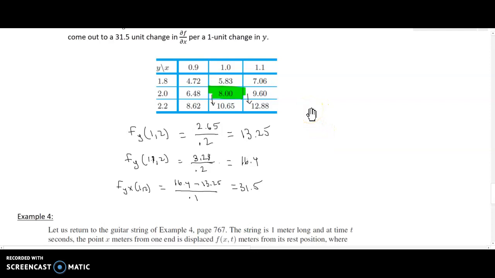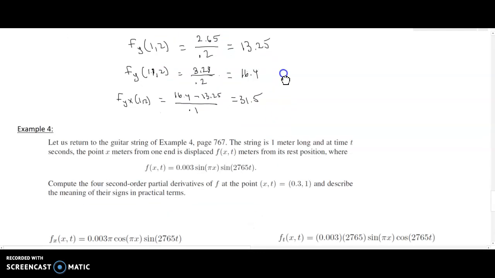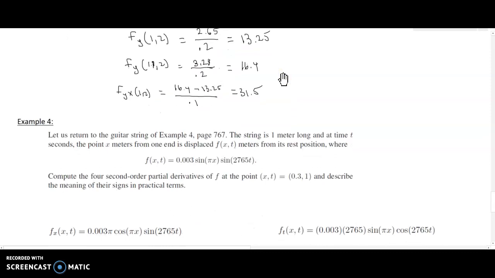It isn't super often that we're interested in interpreting these values. We're going to use them to help us calculate things like maxima, minima, and saddle points on three-dimensional surfaces. But let's think about a practical interpretation of the second-order partial derivatives.